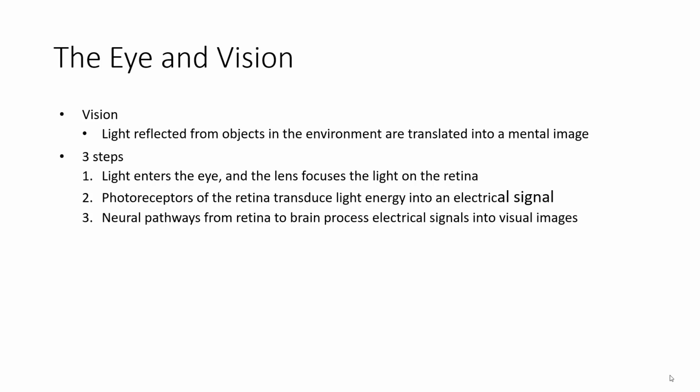The process by which this happens occurs in three steps. The first step is the light actually entering the eye, and the lens has to focus that light so that it reaches the right precise spot on the retina to trigger those sensory receptors. The second step occurs as the photoreceptors of the retina take that light energy and convert it into an electrical signal. Finally, that signal is transmitted along neural pathways from the retina to the brain, which processes those electrical signals into the visual perception that we see.